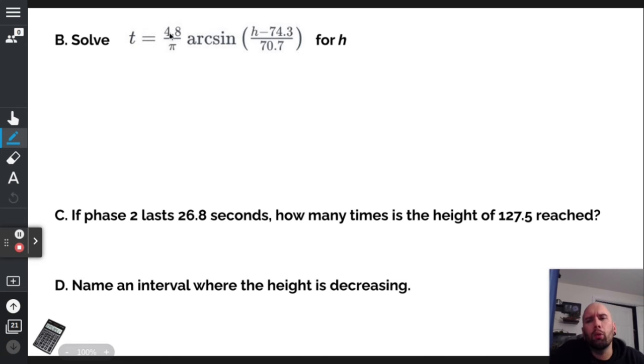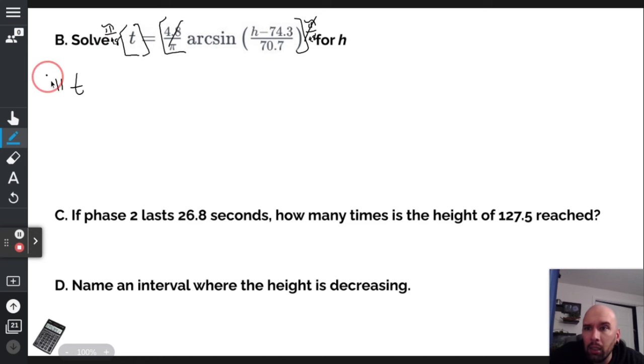Solve t equals 4.8 pi arccos of that function for h. All right, so I'm going to rewrite sine as inverse sine because it's the same exact thing. And while I'm at it, why don't I multiply both sides by pi over 4.8? So let's do that first. I'm going to multiply both sides by pi over 4.8. That allows those guys to go away.